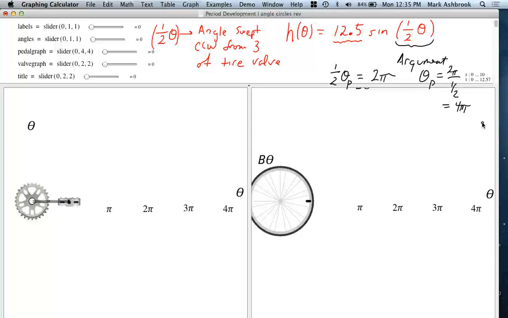So, Angelica asks, can the period be greater than 2 pi? How much angle does it take on theta, the pedal, to get one full rotation of the tire valve? 4 pi. I have to turn that pedal 2 full rotations to get that tire valve to make 1 full rotation. So its period is twice as great. Its period is 4 pi.